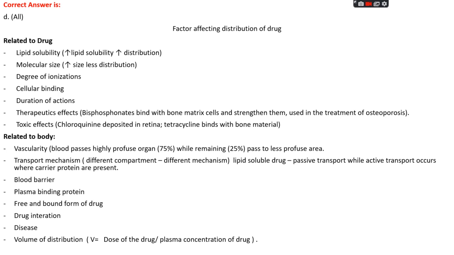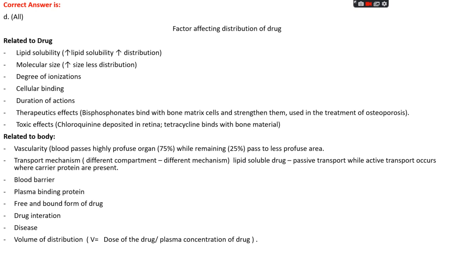Second is plasma binding protein, which we already discussed. Second is free and bound form of drugs. We know that the free form of drugs is pharmacologically active, and is also prone to metabolism and excretion, but the bound form of drugs remains in the body for a longer period of time. Similarly, drug interactions: certain drugs lead to an additive effect when given together, certain drugs lead to a synergistic effect, and certain drugs antagonize each other's effect, so this also affects their distribution. Certain disease conditions also affect the distribution pattern of the drugs.